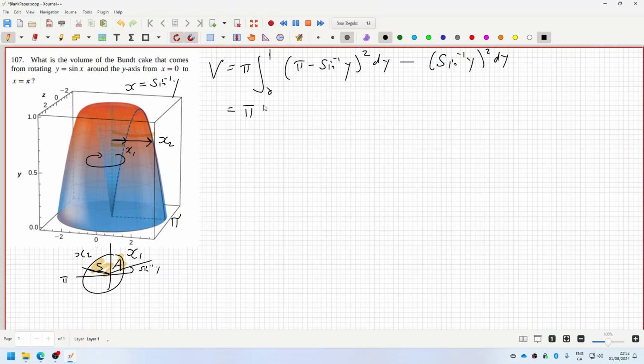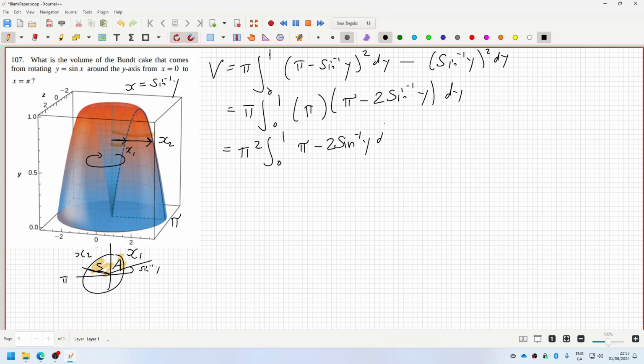So that'll be pi, 0 to 1. Add them together, pi, and then subtract them. Pi minus sine inverse minus sine inverse. So that's pi minus 2 sine inverse y dy. So that's pi squared, 0 to 1, pi minus 2 sine inverse y dy.